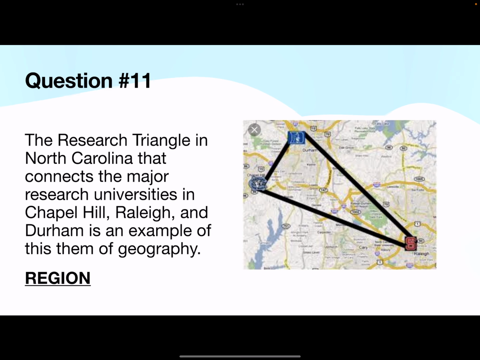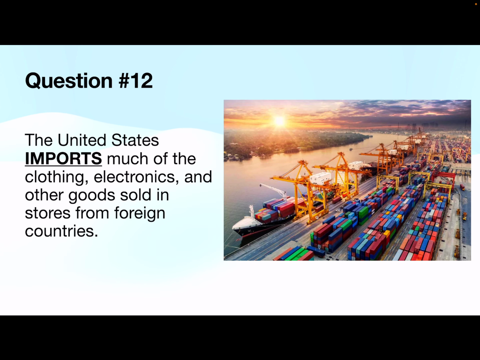Question 11. The research triangle in North Carolina that connects the major research universities in Chapel Hill, Raleigh, and Durham is known as an example of this theme of geography, and that would be region. Question 12. The United States imports much of the clothing, electronics, and other goods sold in stores from foreign countries.